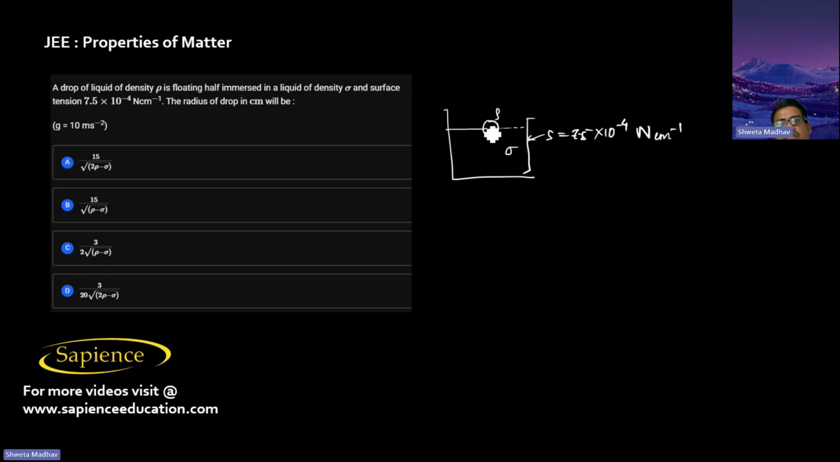So there is surface tension. Obviously the force will be surface tension into the length. The length around which the surface tension force will act is around the circumference. So that will be S into 2 pi r. Obviously, the buoyancy force will also act.